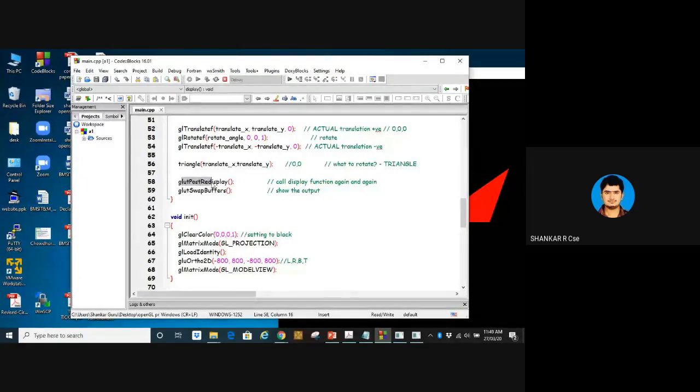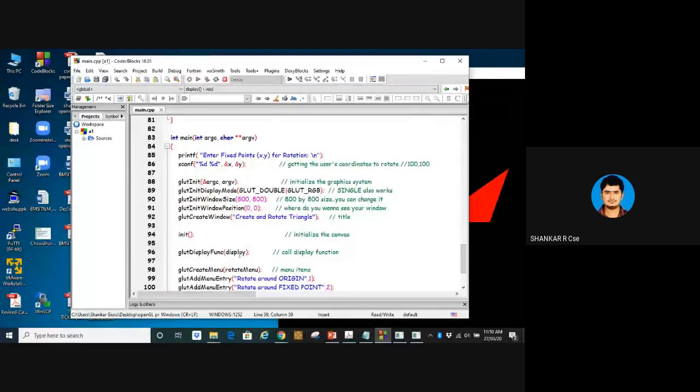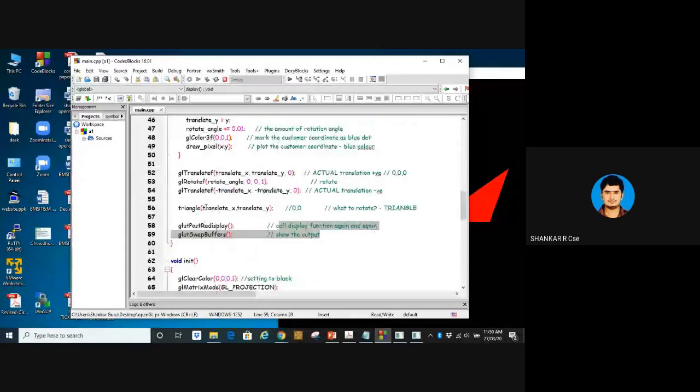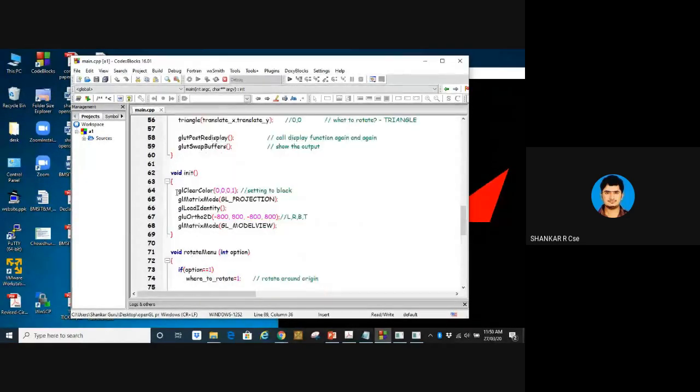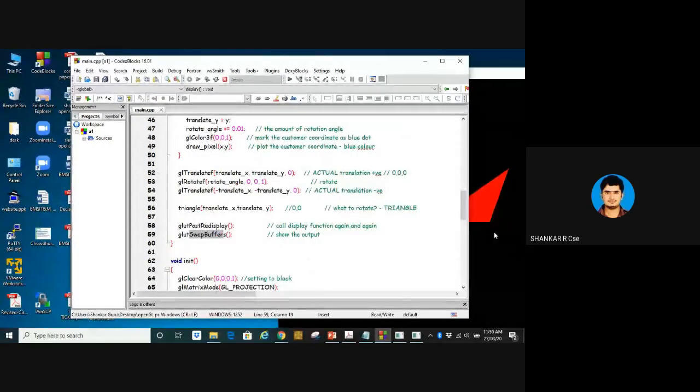Glut post redisplay. Call this display function again and again because this keeps changing every second, every millisecond. So instead of main calling display func of display again and again, you write this function glut post redisplay. It will keep on calling this display again and again. Glut swap buffers. This I have taught in the class because this uses glut double. And I have not written GL flush. Since I use double buffers, you please keep swapping the buffers, which I have taught you in my class. All right. Now I have taught you this.